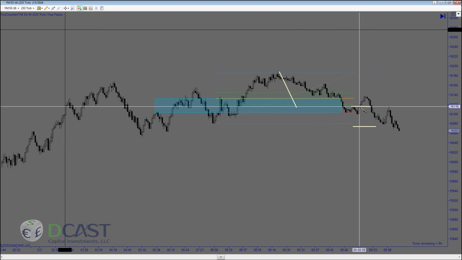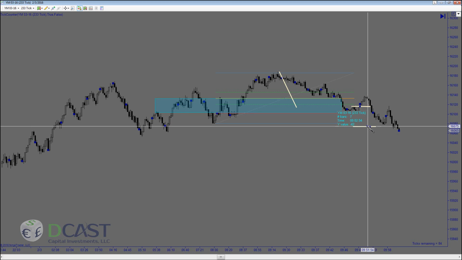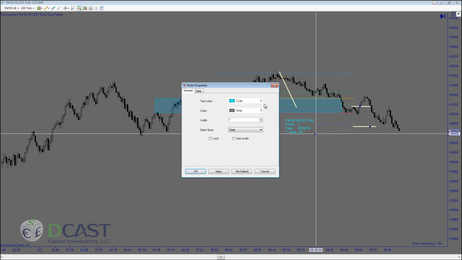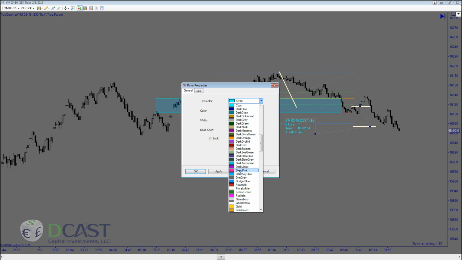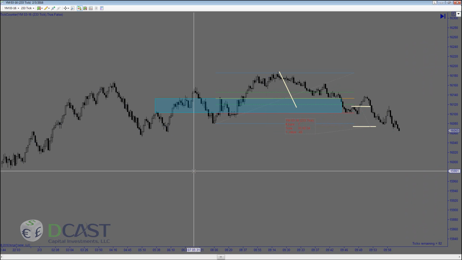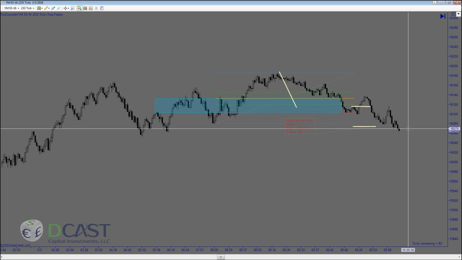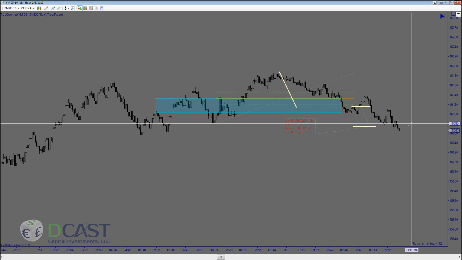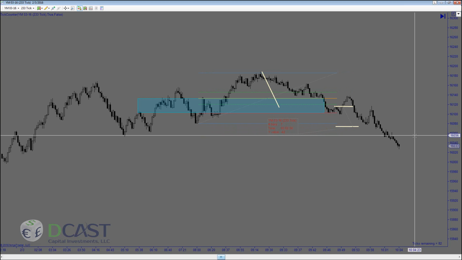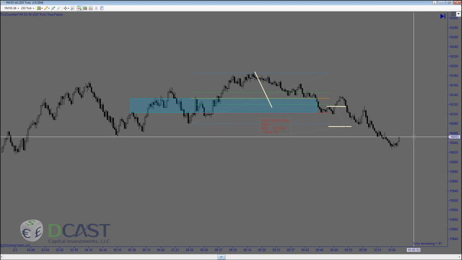Let's quantify that loss. 42 points. Ouch. Let's make it red. Not pink, red. Okay, and now what we want to say is, now that price has made a new structure low, we expect for price to come back and make a lower high and a new structure low.